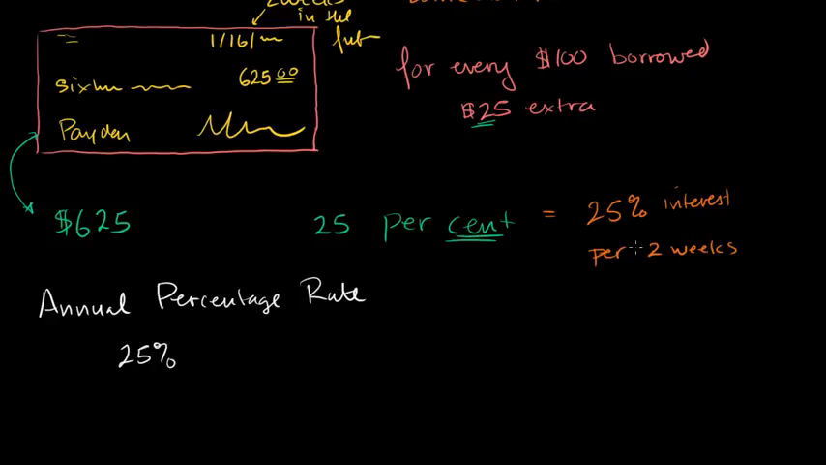So we have 52 weeks per year, but this is every 2 weeks. So instead of multiplying it by 52 weeks, we're going to multiply it by, there's 26 2-week periods in the year. So times 26 2-week periods per year. And this is 25% per 2 weeks. And when you multiply this out, this is equal to, let's get the calculator out.